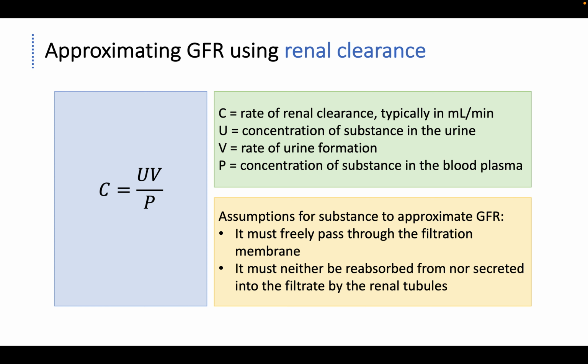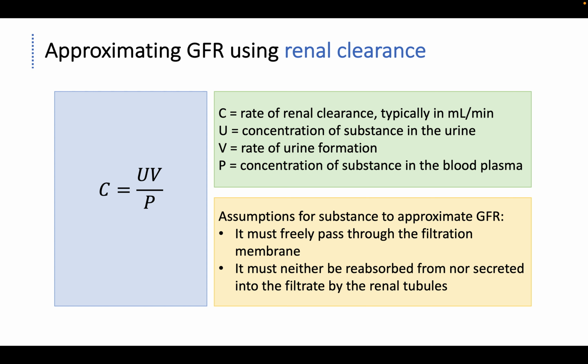So what you do is you use this formula, all right? The formula is C equals U times V divided by P. The C means the clearance, right? That's what we're looking at. We're trying to determine the renal clearance. So how much of a molecule are we clearing, are we excreting in the urine per minute, right?